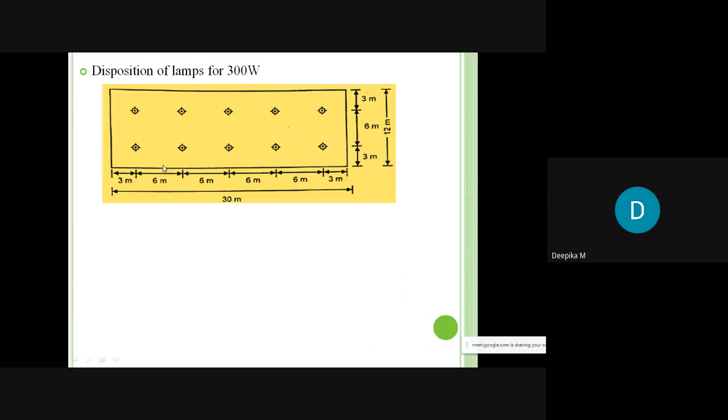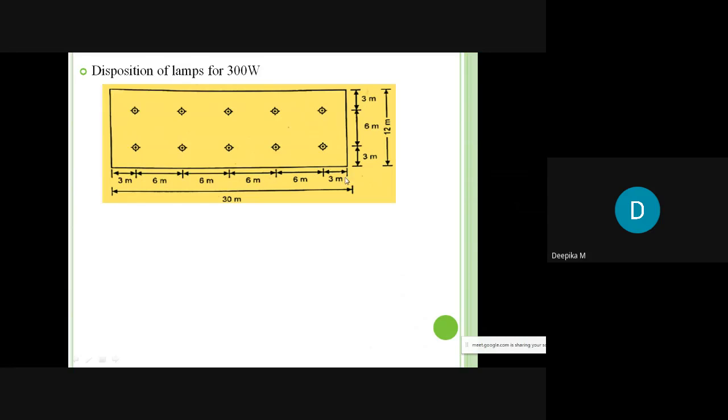And the distance between each lamp in the horizontal direction is 6 meter. Again in the vertical direction also 6 meter. Again, how do you calculate this 3 meter and 3 meter? So there are 4 times 6 meter. So 6 into 4, you'll get 24 meter.